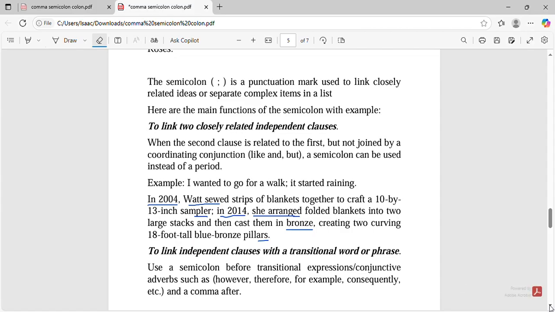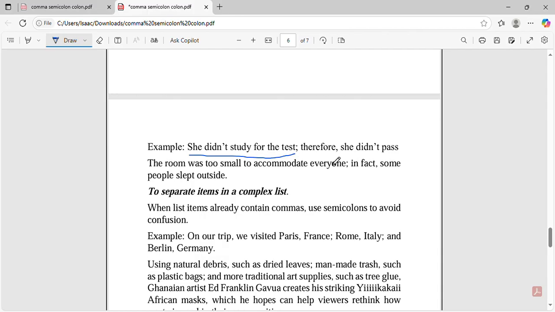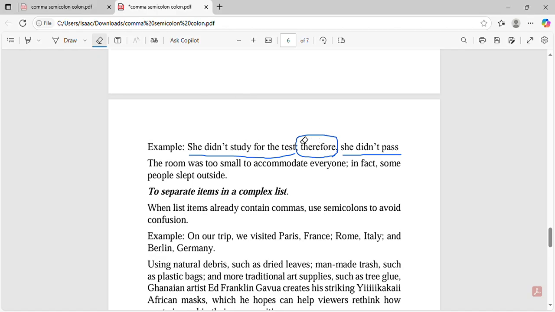And let's get an example. She did not study for the test; therefore, she didn't pass. So you have, she did not study for the test. Now this is the result or the effect of her not studying. She did not pass. So this is also an independent clause. And you want to bring the two of them together. You use a conjunctive adverb. So you have a semicolon here plus your conjunctive adverb to connect these two independent clauses.